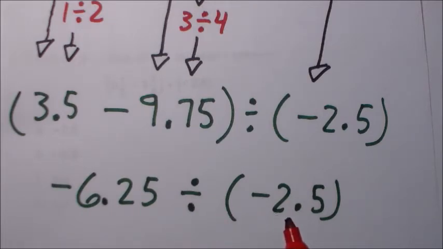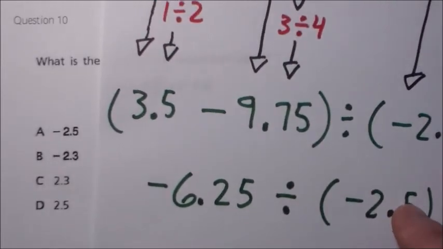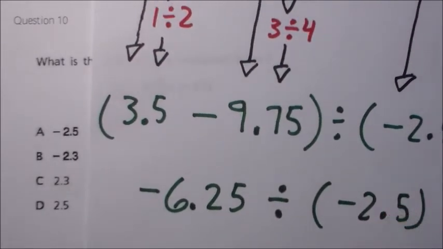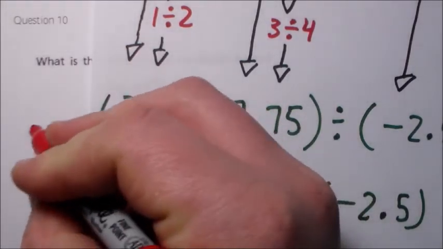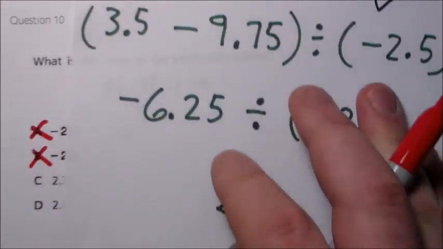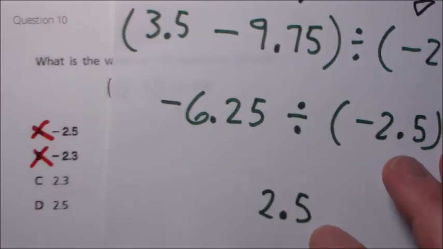by negative 2.5. We have a negative divided by a negative, so we know our answer is going to be a positive, right? Because negative divided by a negative is a positive, so it can't be a negative. And just plug it in the calculator. What do we get? 2.5.